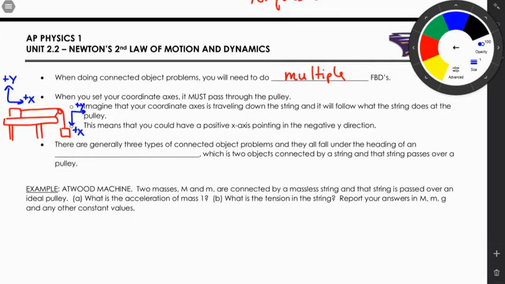Math teachers don't like this. So you can't change the coordinate system, but in physics we change the coordinate system to make our lives easier. Case in point, inclined planes, from the last videos.